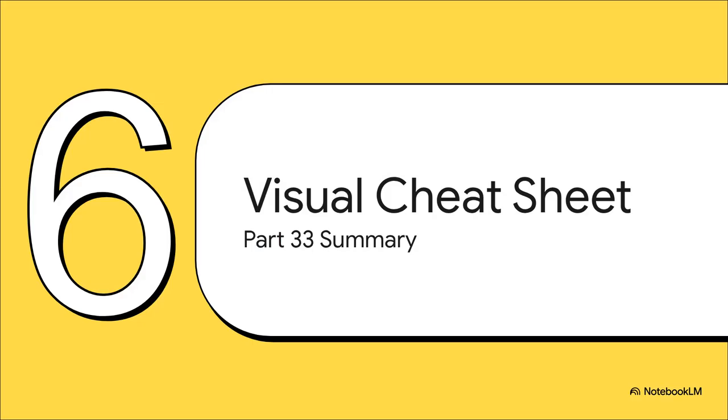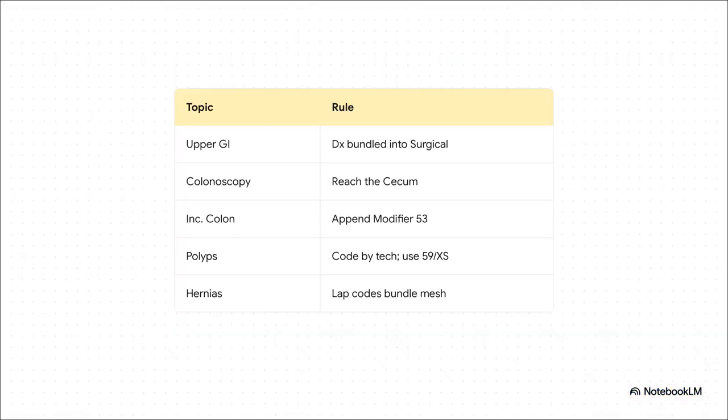Okay, let's wrap all of this up in Section 6 with our Part 33 visual cheat sheet. I highly recommend snapping a screenshot of this summary right now for your exam prep. Let's do a quick-fire review. For upper GI endoscopies, remember, diagnostic is always bundled into surgical. For a colonoscopy, the extent matters. It must reach the cecum. Incomplete colonoscopy, append modifier 53. For polypectomies, code strictly by technique and grab modifier 59 or XS for distinct lesions. And finally, for hernia repairs, laparoscopic codes bundle the mesh insertion.